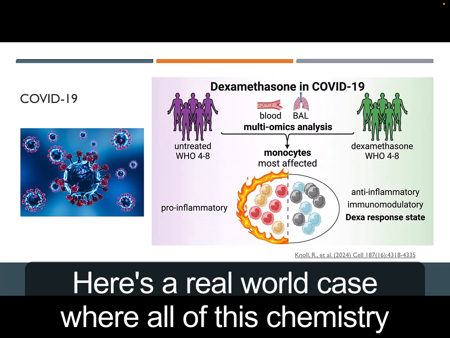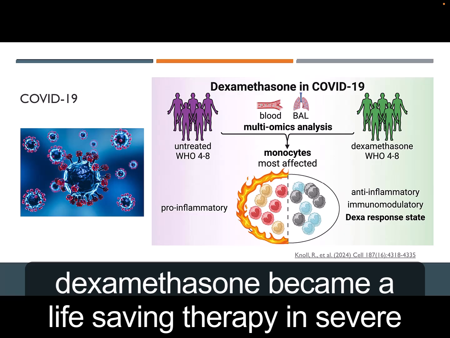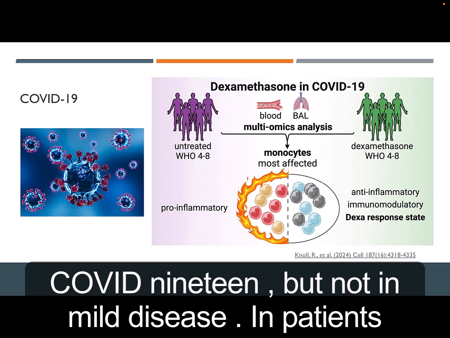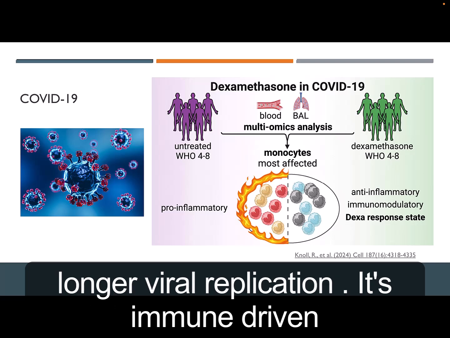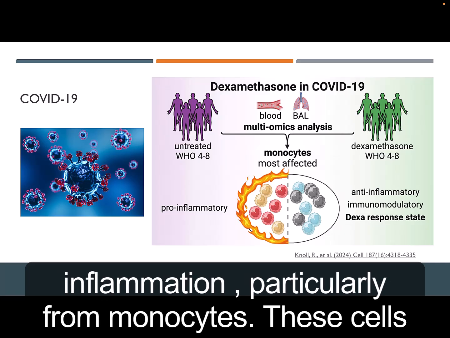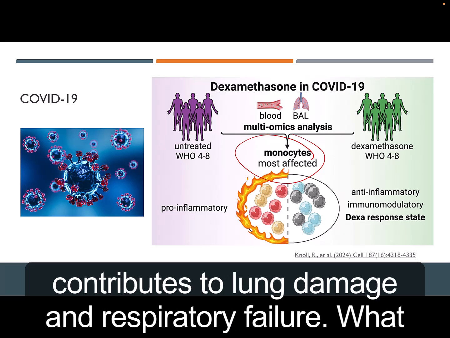Here's a real-world case where all of this chemistry mattered. This figure summarizes why dexamethasone became a life-saving therapy in severe COVID-19, but not in mild disease. In patients with advanced disease, the dominant problem is no longer viral replication, it's immune-driven inflammation, particularly from monocytes. These cells enter a highly pro-inflammatory state that contributes to lung damage and respiratory failure.